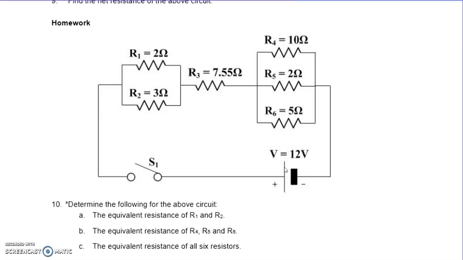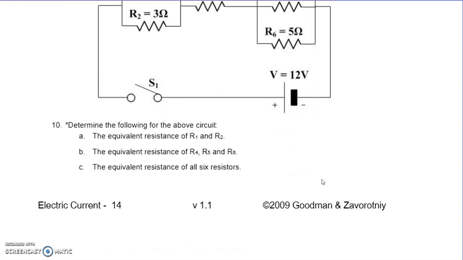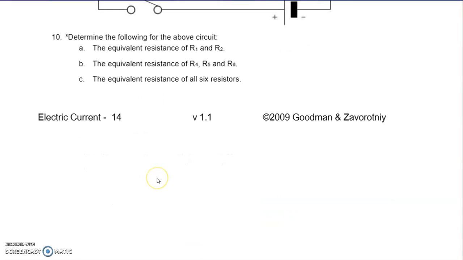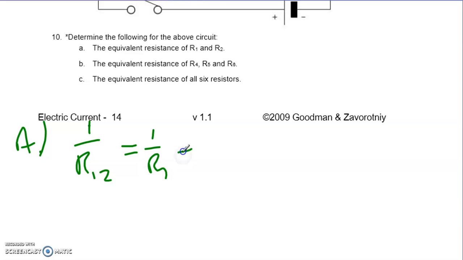So it says find the following on the above circuit. So find the equivalent resistance between 1 and 2. So 1 and 2 are parallel to one another. So to do that, let me write it down here. So for part A, 1 over R12 is equal to 1 over R1 plus 1 over R2.